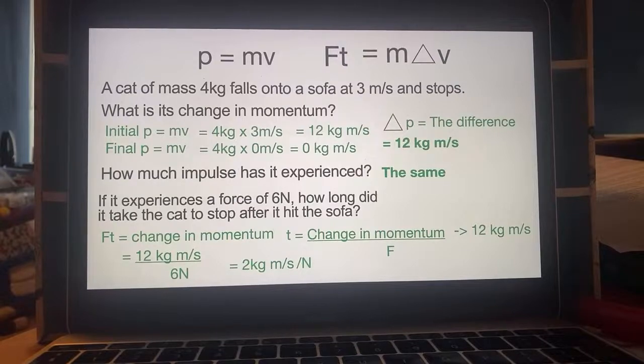I always say to you to check the units. In this case, we're just going to say, yeah, that is 2 seconds. If you want to go back and work out why the second is the same as the kilogram meter per second per newton, go for it.